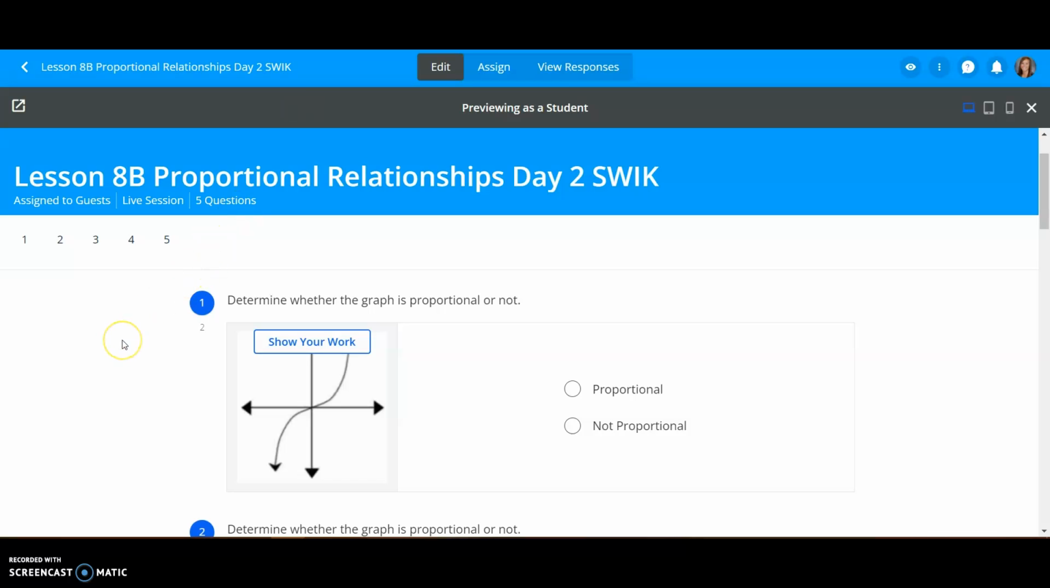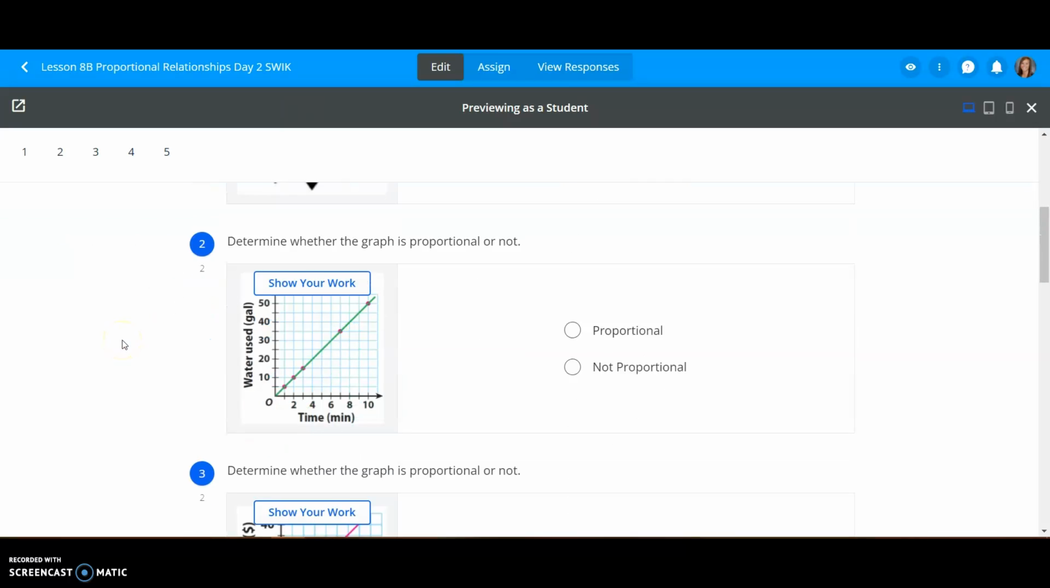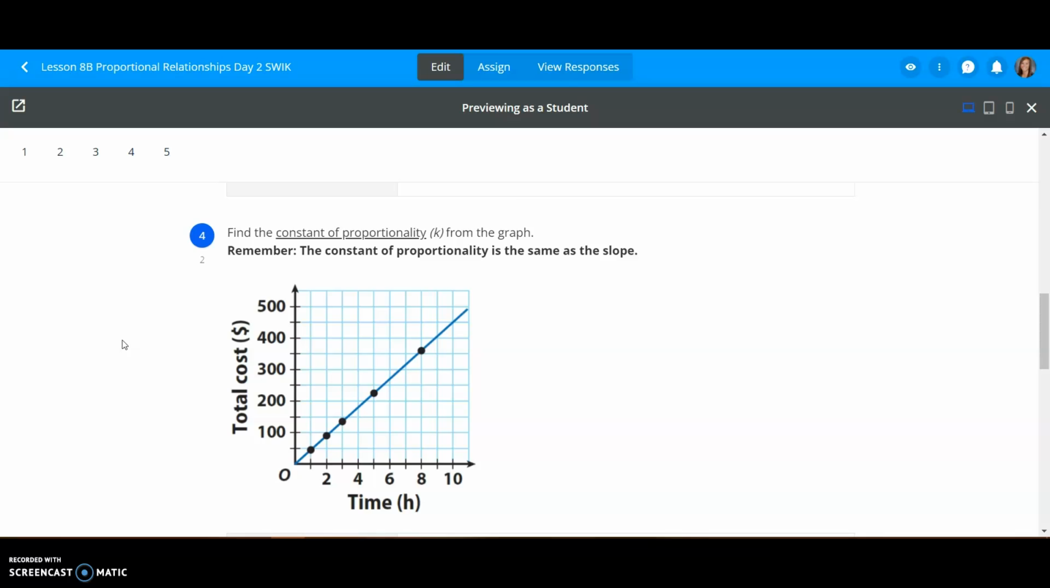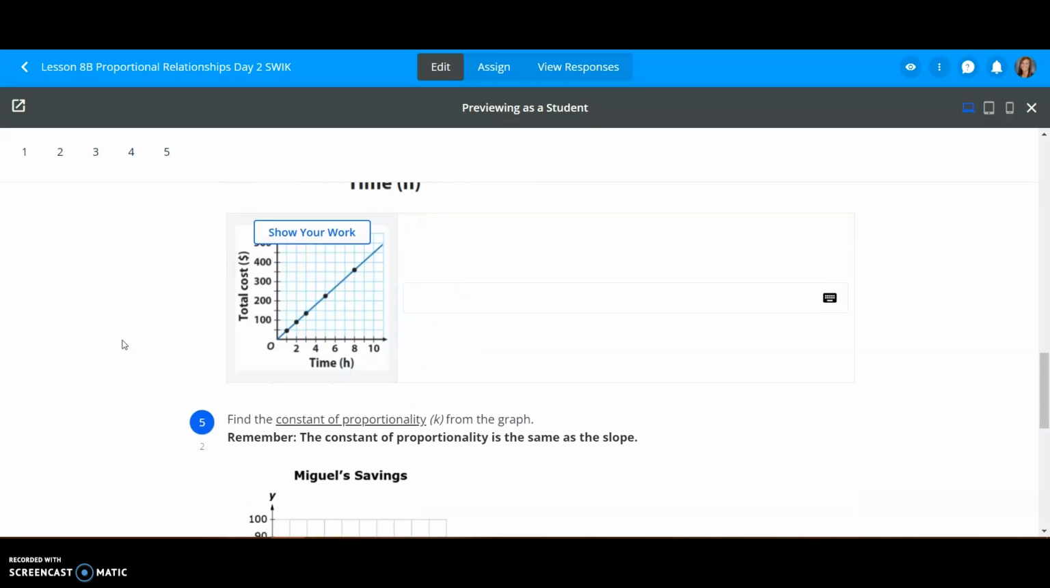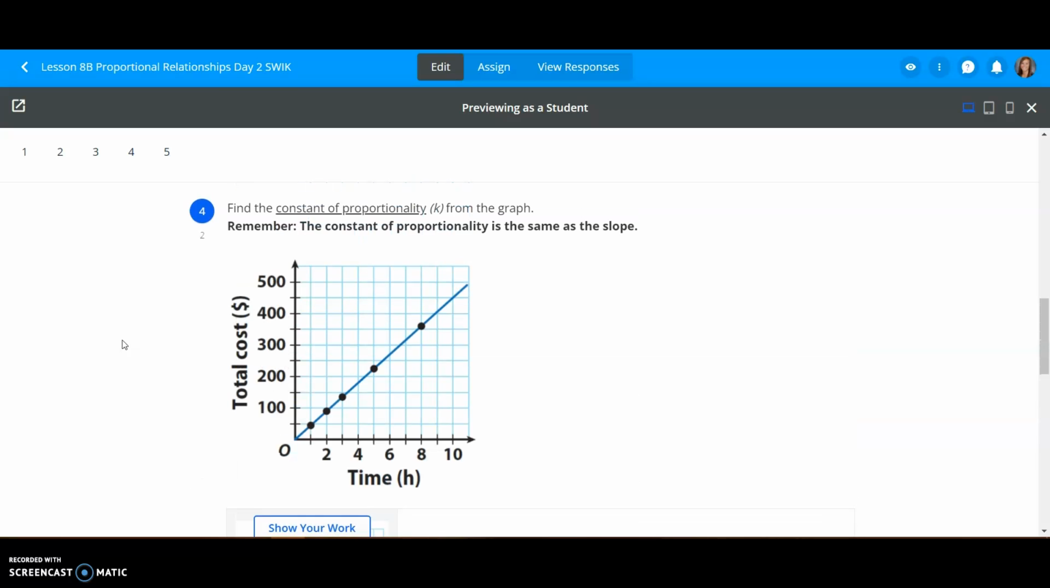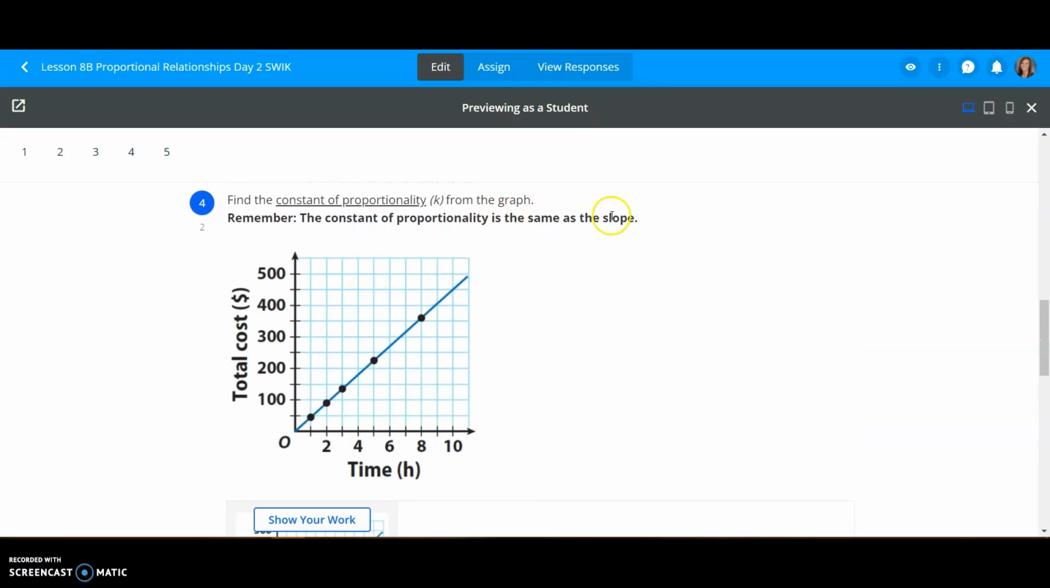Which means every question is 2 points, and the first 3 questions, you're just looking at your graph and you're just telling me, is the graph proportional or not? So that's your first 3 questions. And then the next 2 questions, number 4 and number 5, I'm asking you what is the constant of proportionality, which remember that is just your slope.